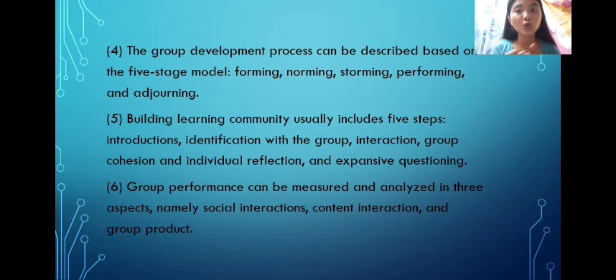And then the fourth, the group development process can be described based on the 5-stage model: the forming, norming, storming, performing, and adjourning. Fifth, building learning community usually includes 5 steps: introduction, identification within the group, interaction, group cohesion and individual reflection, and expansive questioning. And the last one, group performance can be measured and analyzed in 3 aspects, namely social interaction, content interaction, and group product. So that's all.